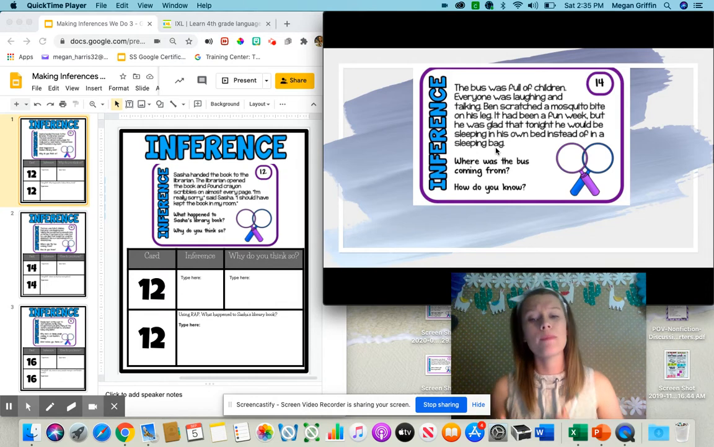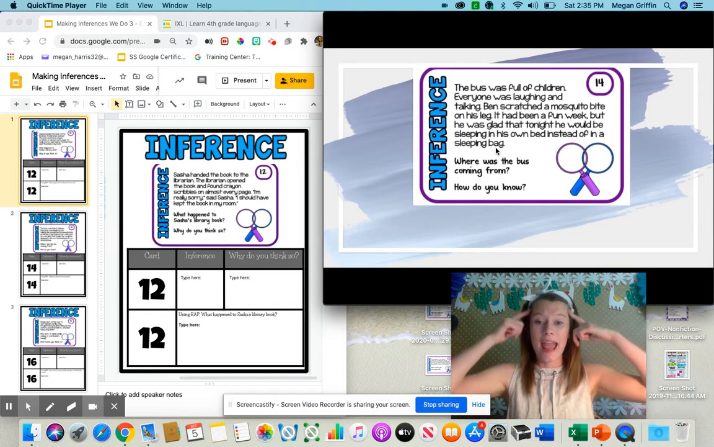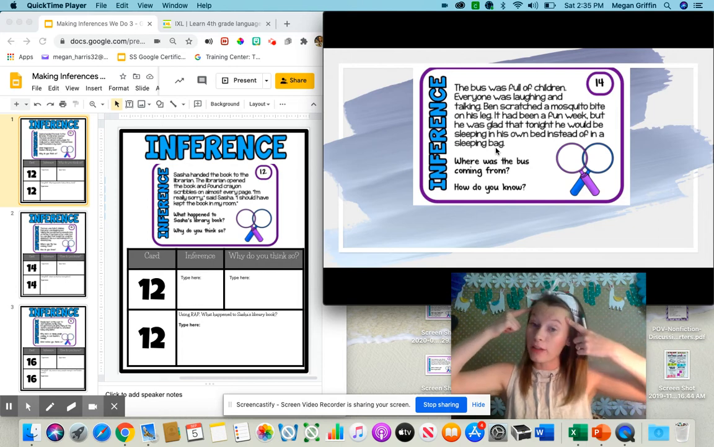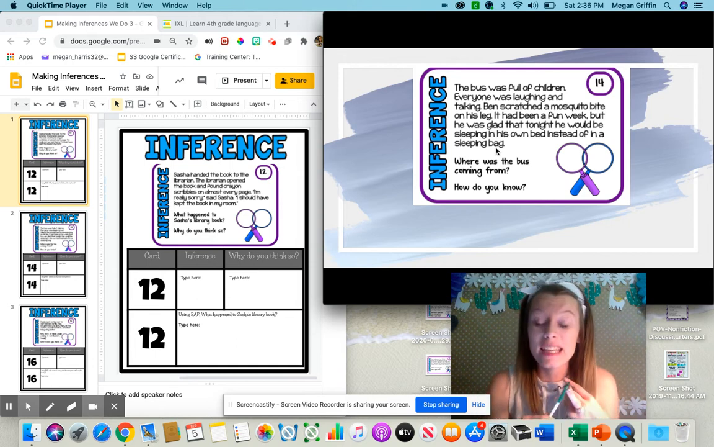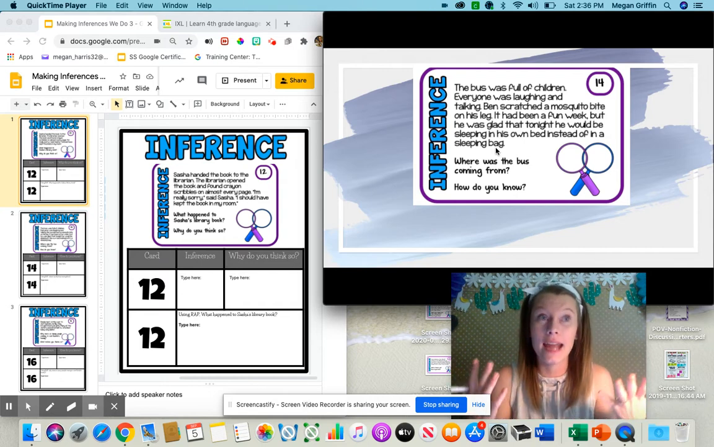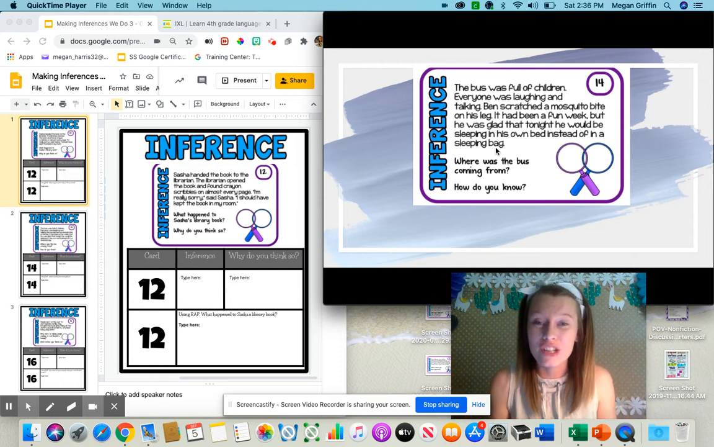So remember, when we make inferences, I look at my clues in the text. That's what we've just done. And now I've got to use my background knowledge. What do I know about a kid who's got mosquito bites, that's been away for a week, and he's been sleeping in a sleeping bag? He's been at camp, right? Ben has been at camp, okay? So that's what my inference would be.